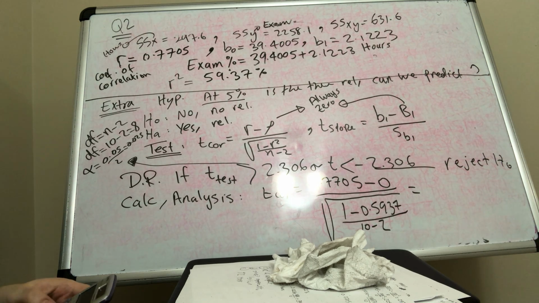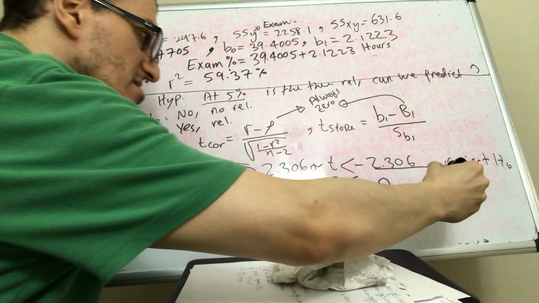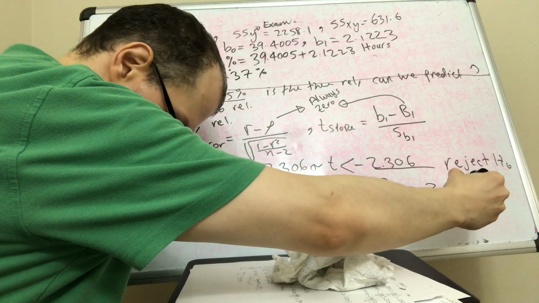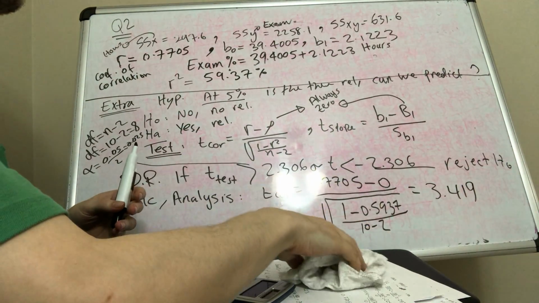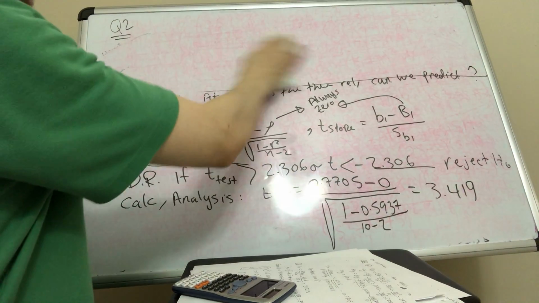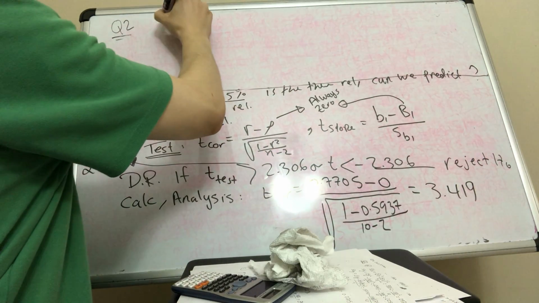Seven, 705, and in the bottom I have 1 minus 5937 over 8. This number is 3.419. We are ready to make a conclusion.